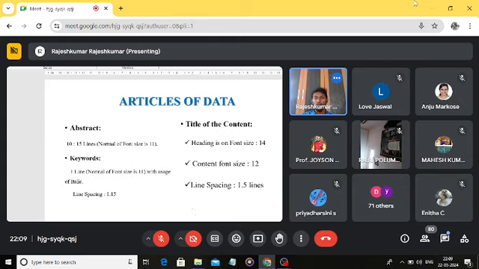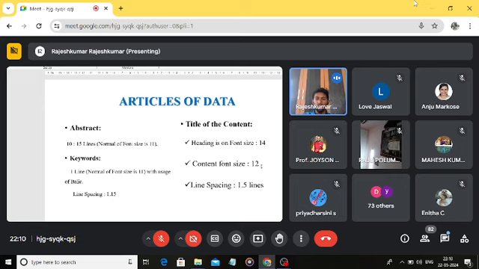After this, we have to move on to the title of the content. The title of the content, representing the heading, is in font size 14. Like introduction, scope, objective, statement of the problem, limitations, and moreover review of literature, research methodology, data collection and findings, suggestions, conclusions, references, everything we have to do in the heading in size 14, and it can be in bold.